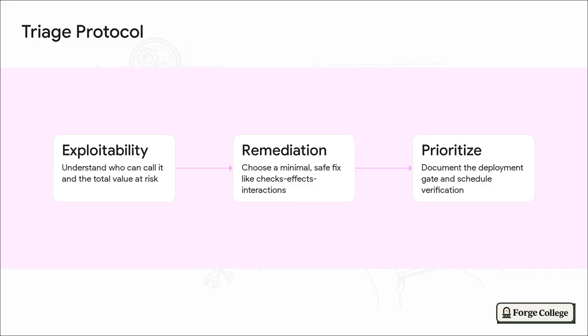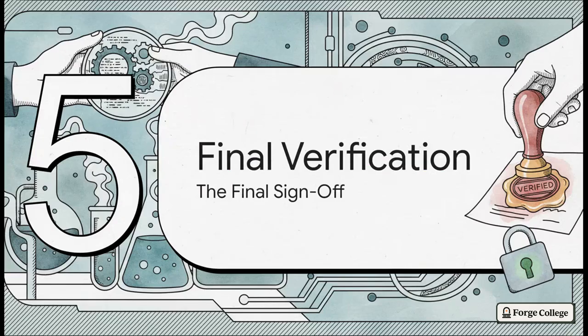Step 3. Prioritize and document. You establish the deployment gate. You literally write down, this requires 4 hours of dev time, and we absolutely must block mainnet release until the auditor verifies the fix. And that brings us to the final phase of the audit lifecycle.